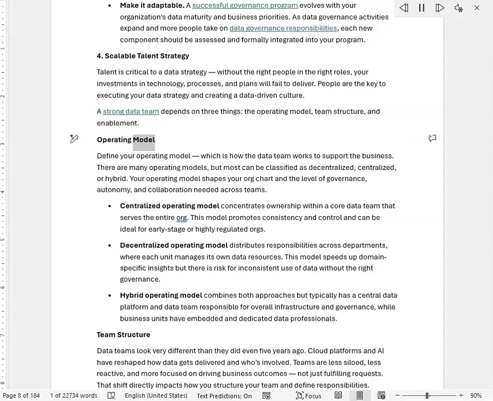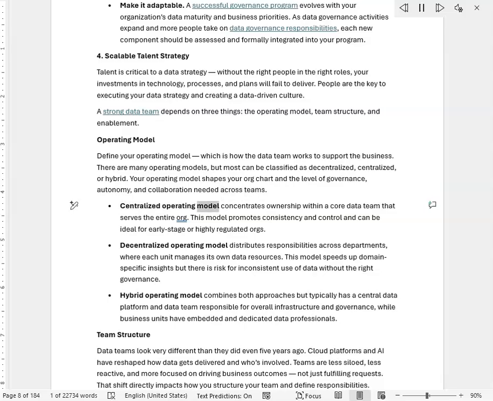Operating model. Define your operating model, which is how the data team works to support the business. There are many operating models, but most can be classified as decentralized, centralized, or hybrid. Your operating model shapes your org chart and the level of governance, autonomy, and collaboration needed across teams.